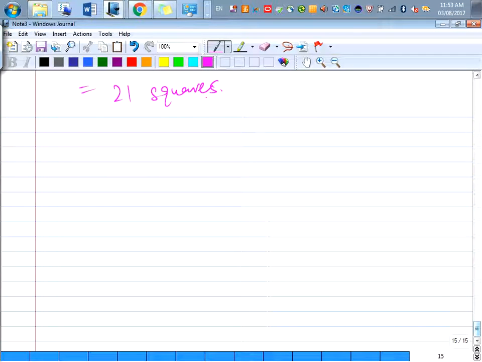Okay, so this 21 squares, number of cubes equals to 21 times 11. So 231 cubes. Okay? Yes?